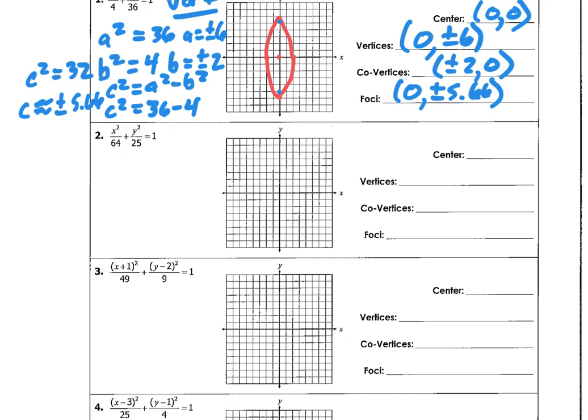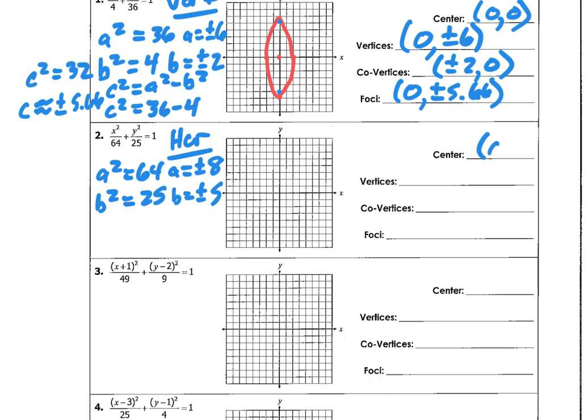It's horizontal, you bet. Okay, this is going to be a horizontal ellipse because the bigger number is underneath the x squared, the smaller number is underneath the y squared. So in this case, my a squared value is 64, which means a is plus or minus 8. My b squared value is 25, which means b is plus or minus 5.